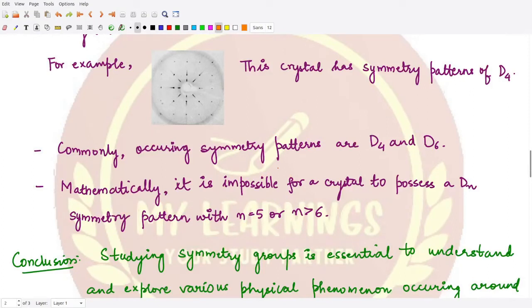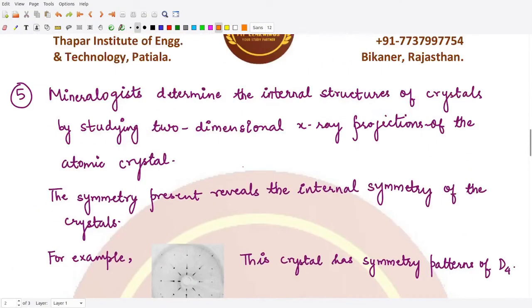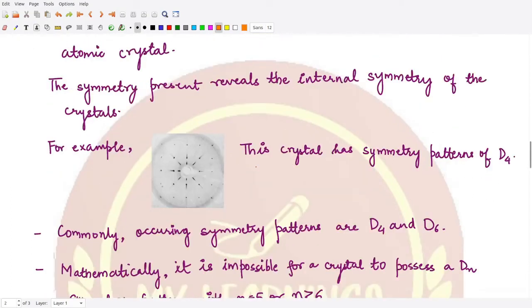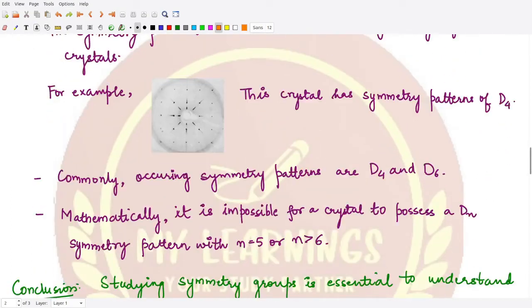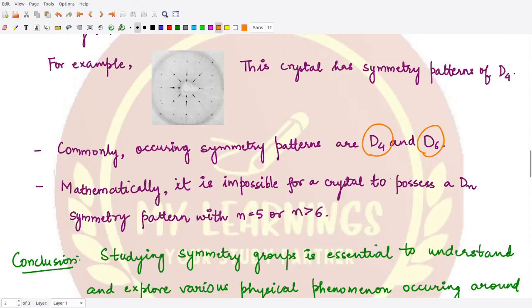The next is, in finding the symmetry of these crystals, the symmetry patterns that occur commonly are mainly D4 or D6, and moreover mathematically we cannot construct crystals where Dn is the symmetry where n is 5, so that means you cannot construct crystal having symmetry D5, or you cannot construct D7, D8 and so on, right, where n is greater than 6, right. Next is the conclusion.